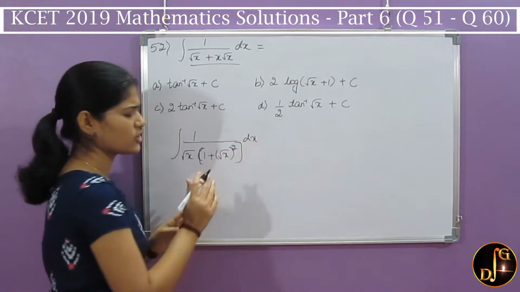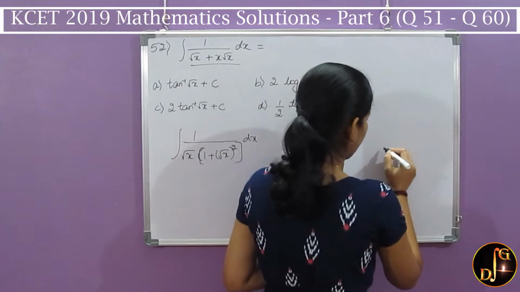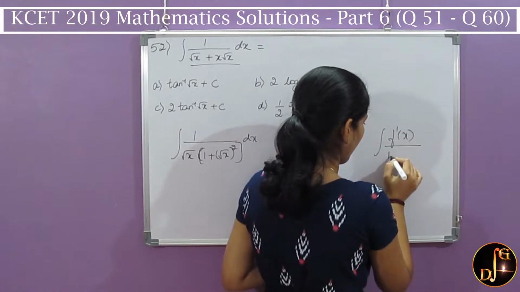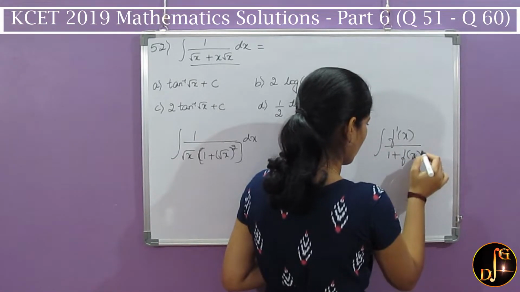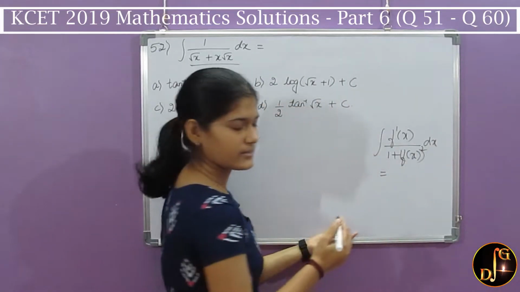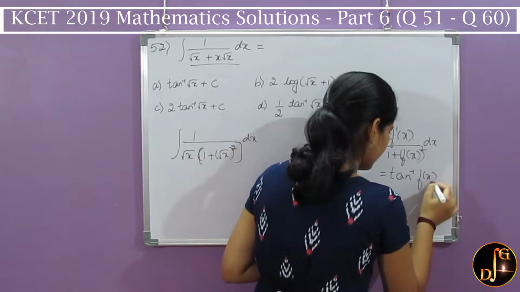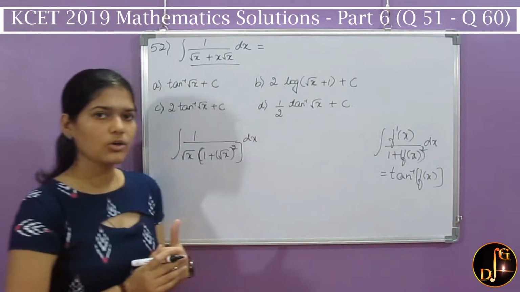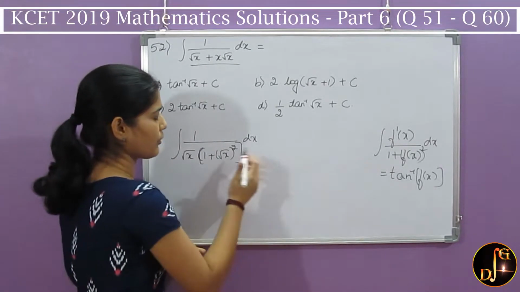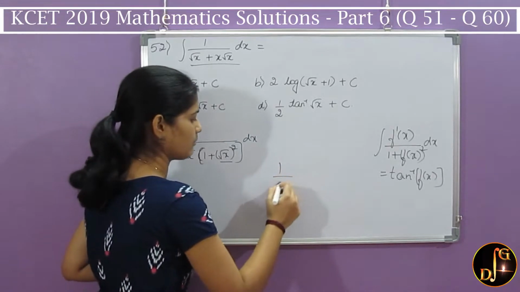Can you relate this to any formula? We have a formula like this: integration of f dash of x divided by 1 plus f of x whole square dx is equal to, what is this? Tan inverse of f of x, right? So how to apply this? Here in place of f of x we have root x. What is the differentiation of root x? That is 1 by 2 root x.